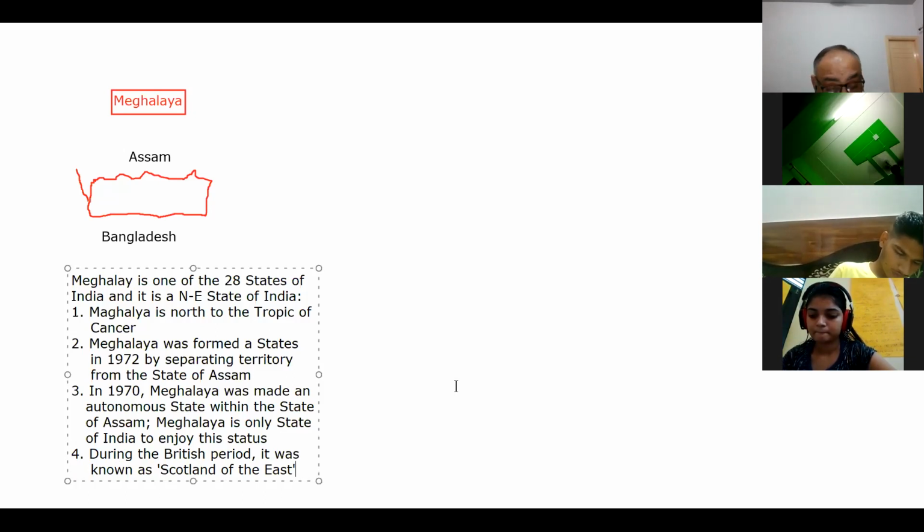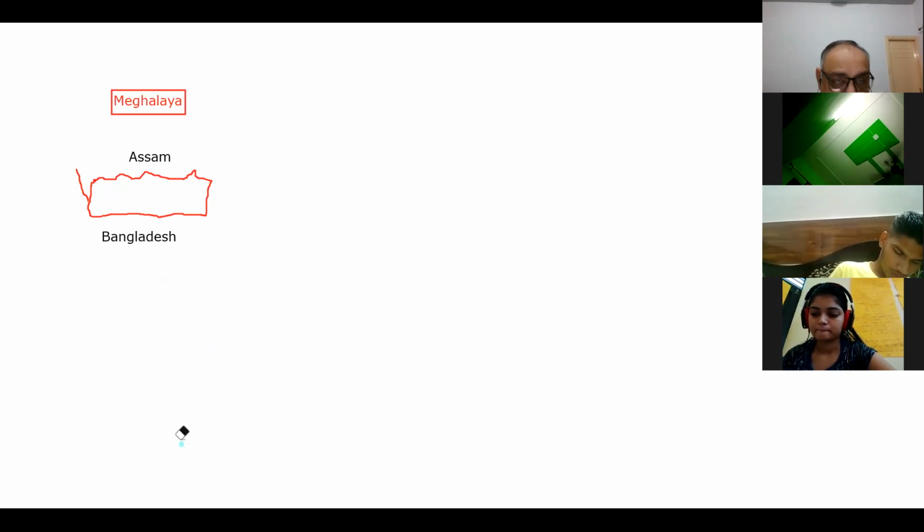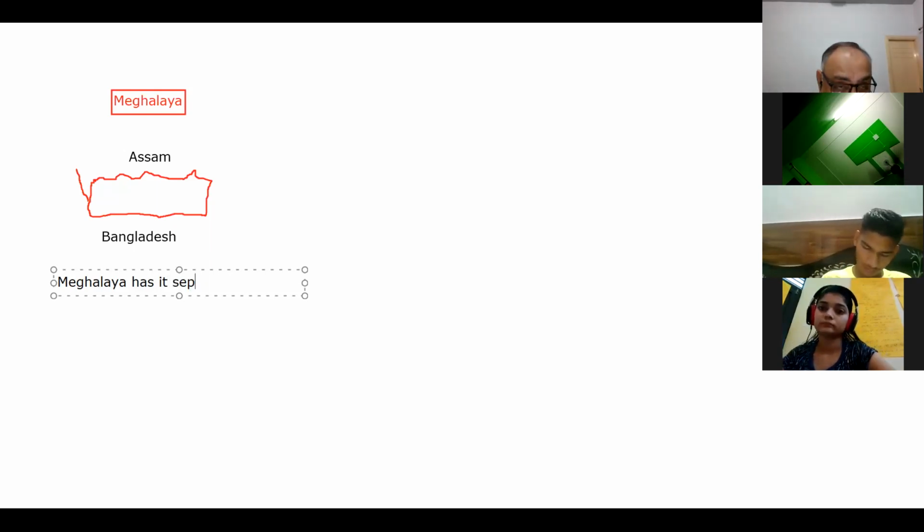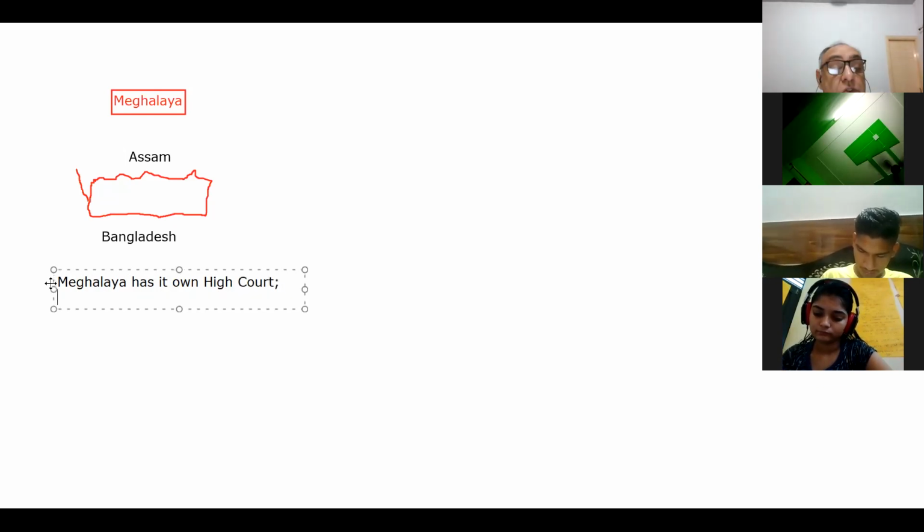These are simple, small facts, and apart from that, we can say that Meghalaya has its own high court. Yes. So at present, how many high courts are there?